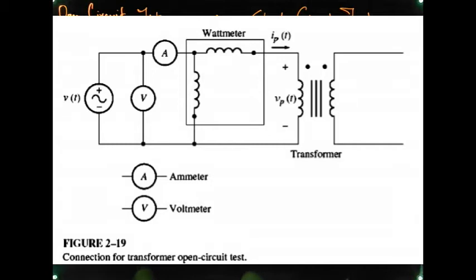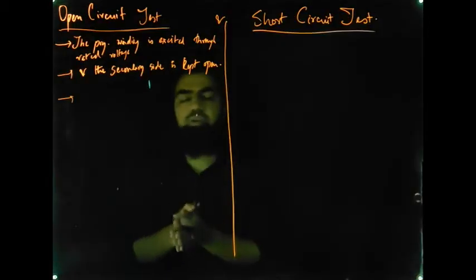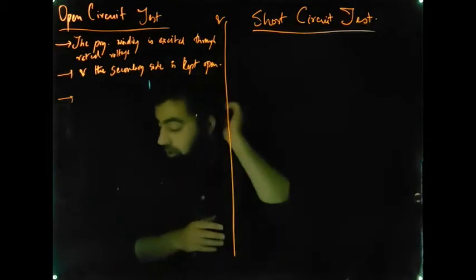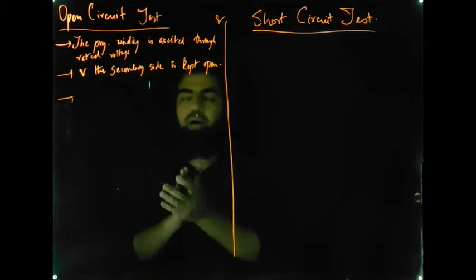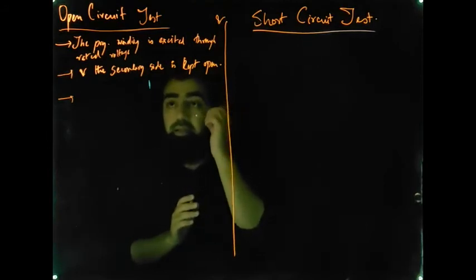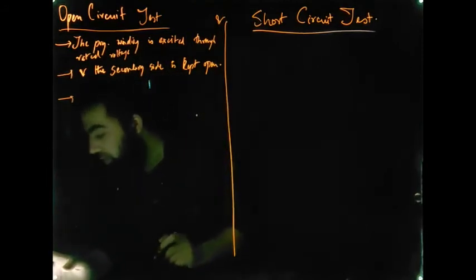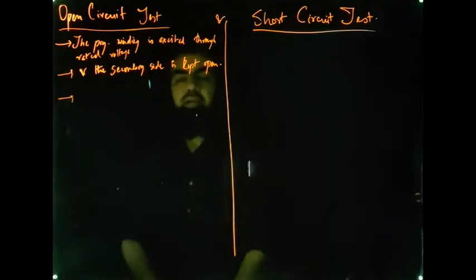So all of the current that's actually flowing right now is contributing towards only the core loss and the magnetization current. You can say that once we are performing an open circuit test, all of the current is concentrated towards the core loss component. So the power that we will be obtaining in this case will be the core loss power.